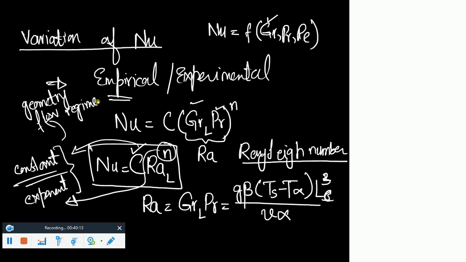Sorry? Alpha is what? Do you remember this thing? This alpha is the thermal diffusivity. Okay, so this is nu, the kinematic viscosity, then alpha. Any other question? Yes, geometry and the flow regime. They are experimentally determined values.